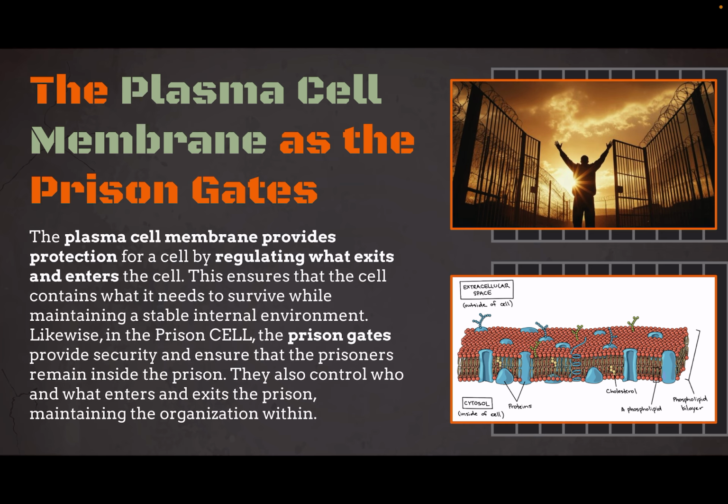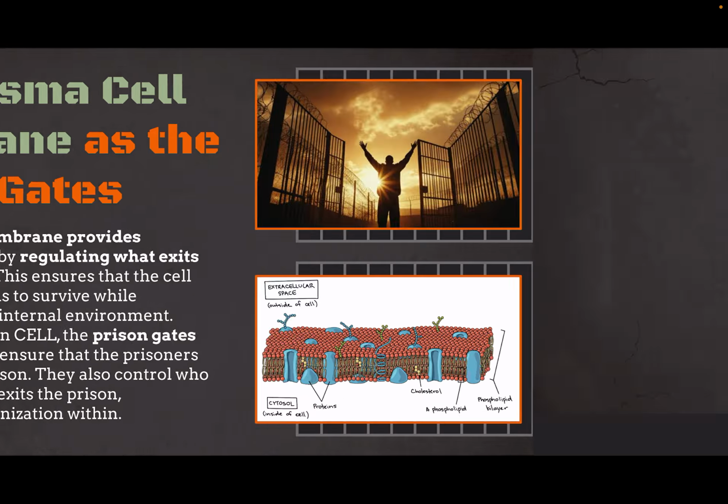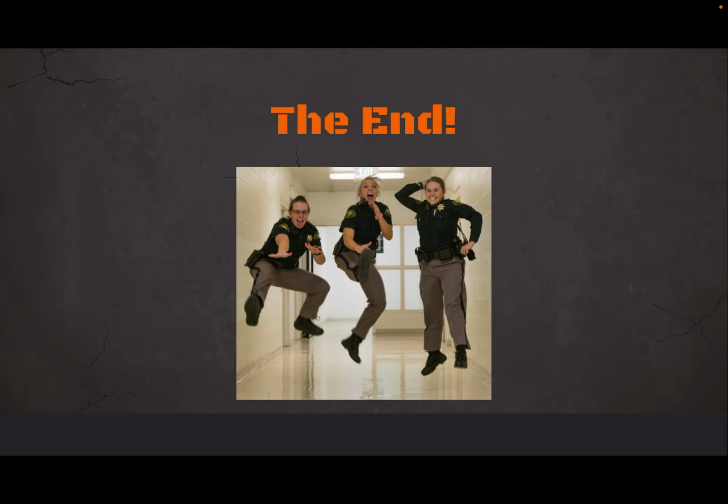In the same way, in the prison cell, the prison gates provide security and ensure that the prisoners remain inside the prison and things that shouldn't be in the prison stay outside of the prison. They also control what enters and what exits, which helps maintain the overall organization. And that's the end! Woohoo!